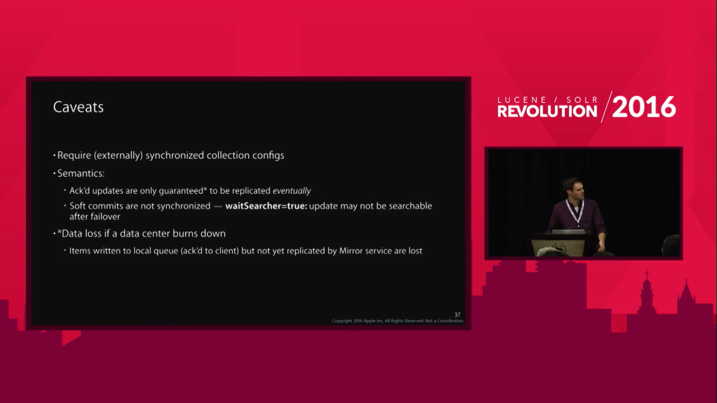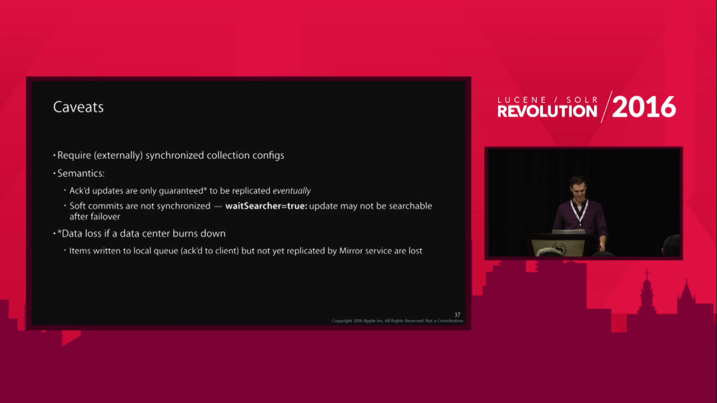And the same applies to things like soft commits. Those aren't synchronized cross data center either. And so something may become visible to a searcher in DC1, then you fail over, and it's not visible for another minute, or whatever your configs say about bringing up new searchers.